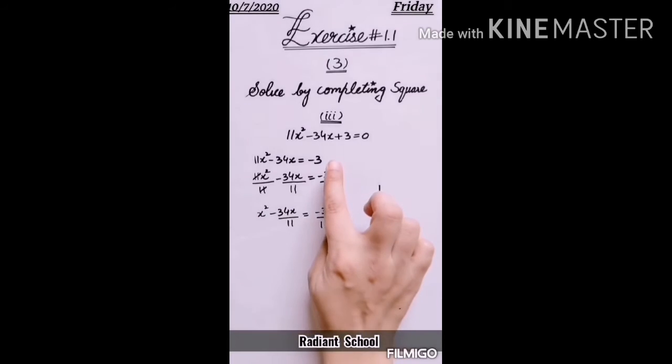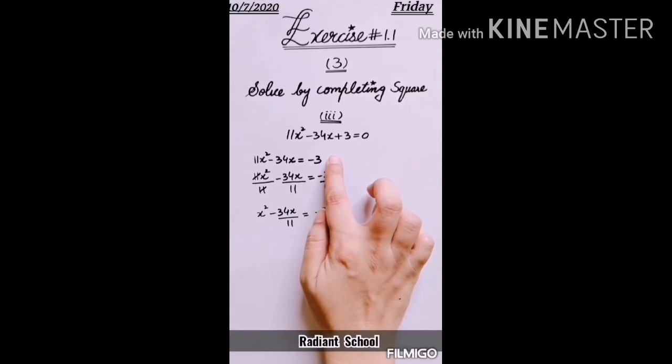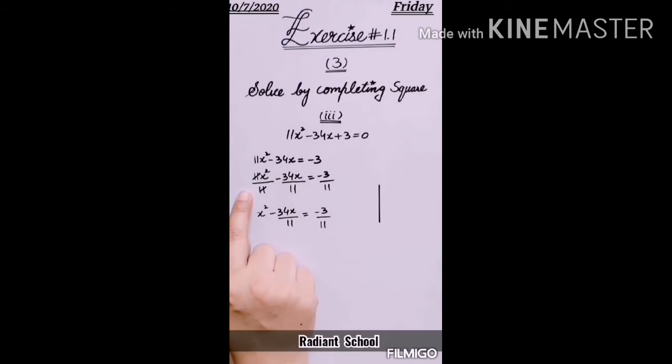Okay students, so what is the first step? The first step is that we have to shift the constant to the right hand side, and then we have to make the coefficient of x square 1. To make the coefficient of x square 1, we divide all the terms by 11 on both sides. So what is the third step?